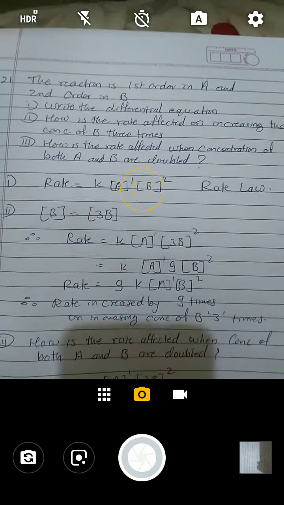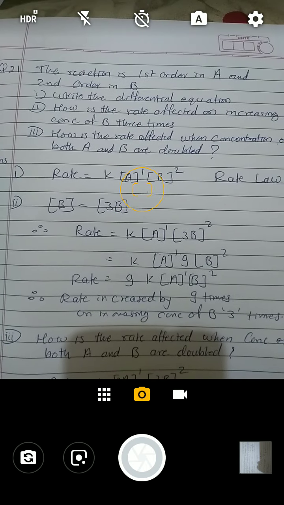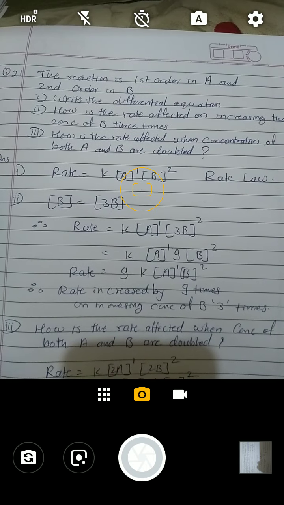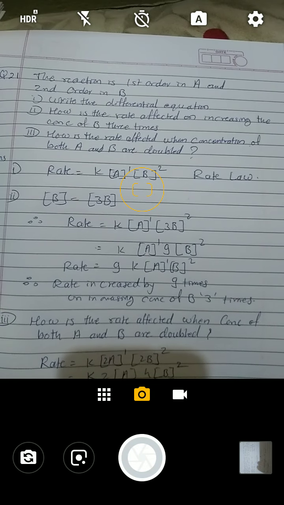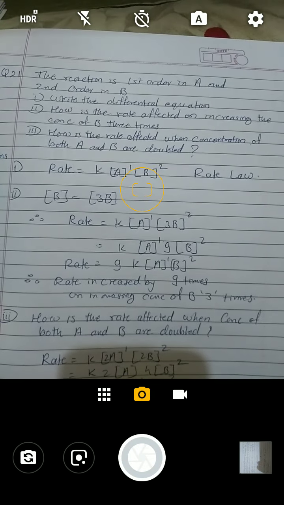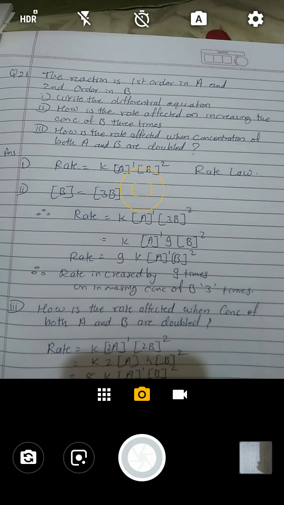Then the last question is about chemical kinetics. The reaction is first order in A and second order in B. Write the differential equation. How is the rate affected on increasing the concentration of B three times? And the third point is, how is the rate affected when the concentration of A and B is doubled?